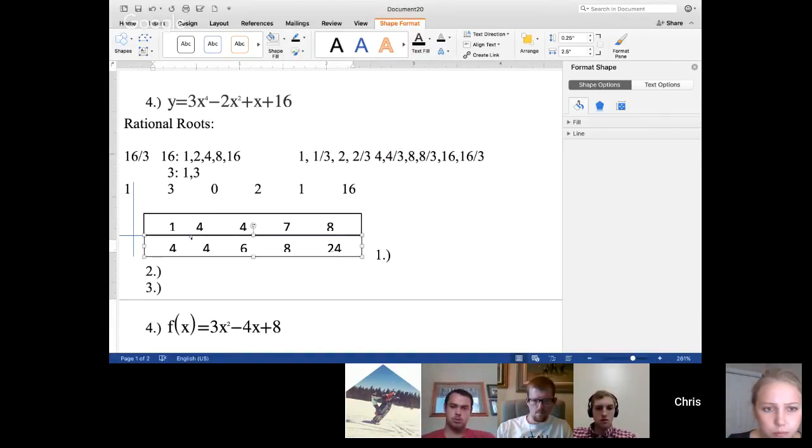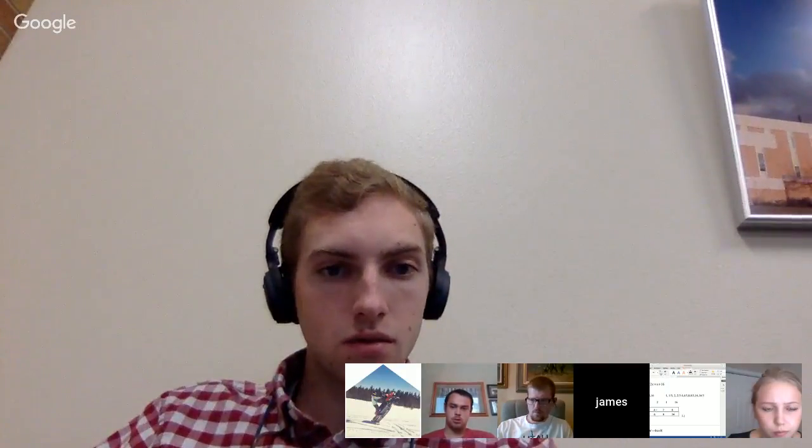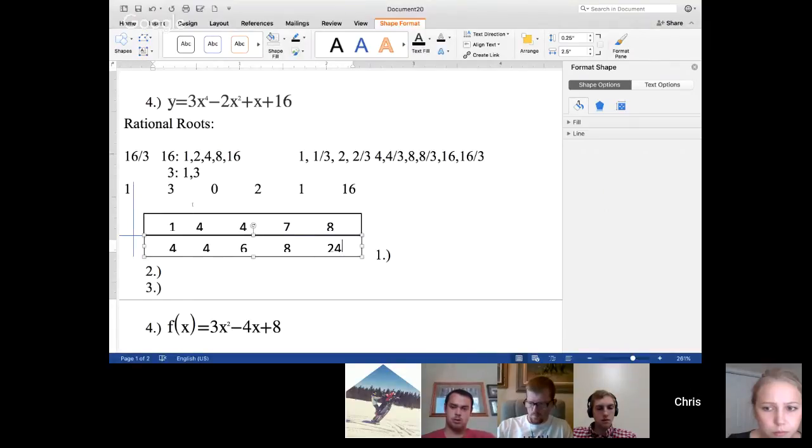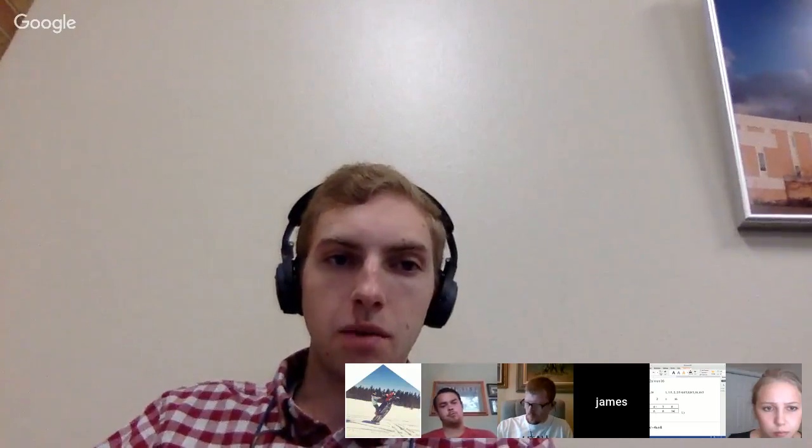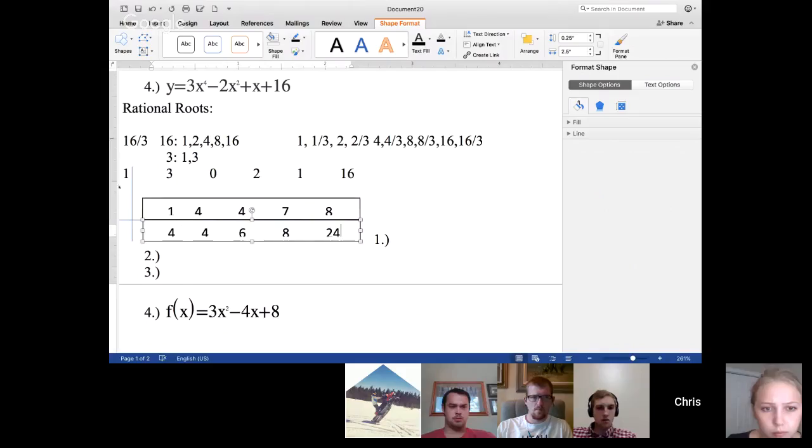So how do we want to divide this up then? What exactly are we doing? So we're setting up the synthetic division to find the zeros or the rational roots. And are we putting those numbers that we just typed back in the equation? Yeah, you're going to get rid of all this and change that 1 to a 1/3 and then do it all again, then a 2, then a 2/3, then a 4, then a 4/3, and all the way until I get down to 16/3. Okay.